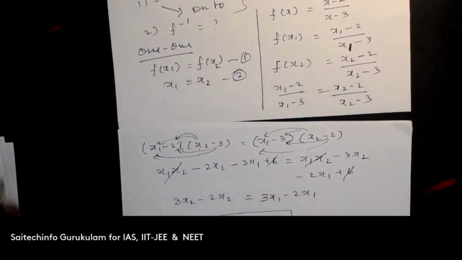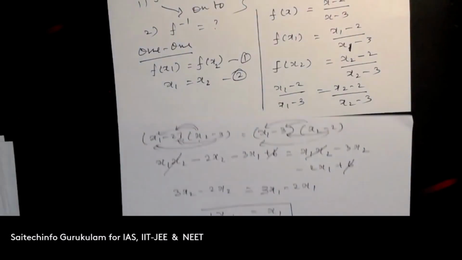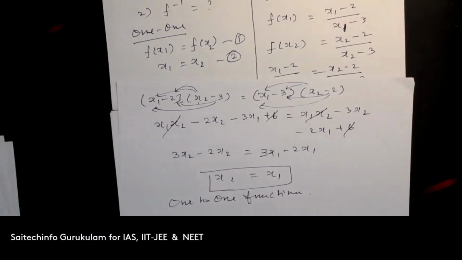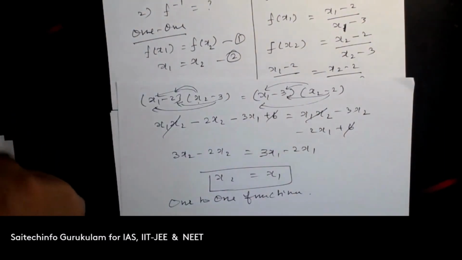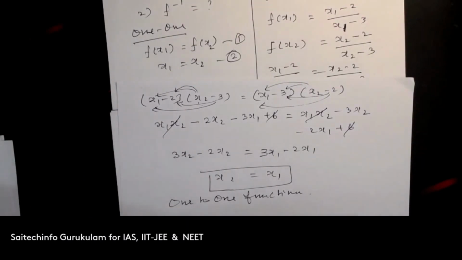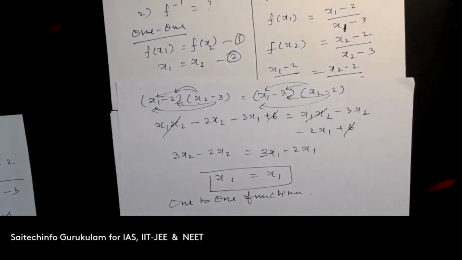Are you able to understand? Right. Now let us proceed with the second one. Okay, that is, we have to show this is an onto function. Okay, right. Now let me consider the second part, that is onto function.